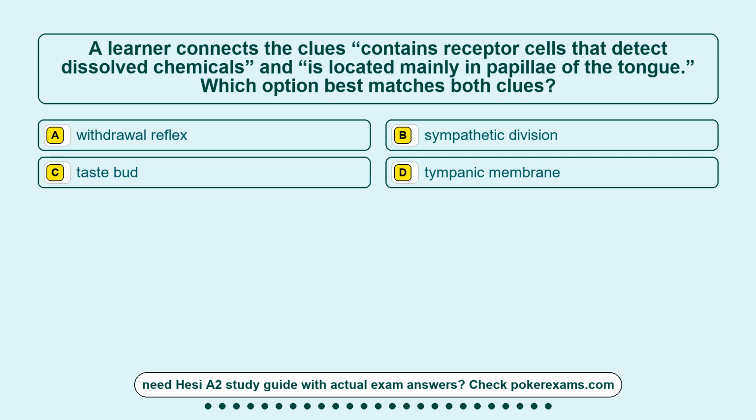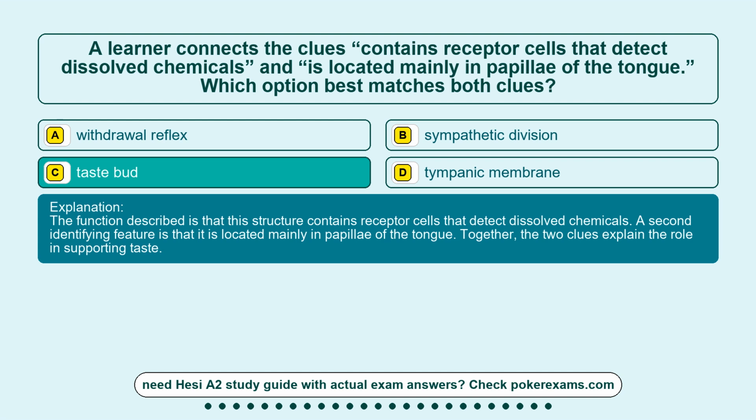Question 8. A learner connects the clues: contains receptor cells that detect dissolved chemicals, and is located mainly in papillae of the tongue. Which option best matches both clues? Option A, withdrawal reflex. Option B, sympathetic division. Option C, taste bud. Option D, tympanic membrane. The correct answer is option C, taste bud.